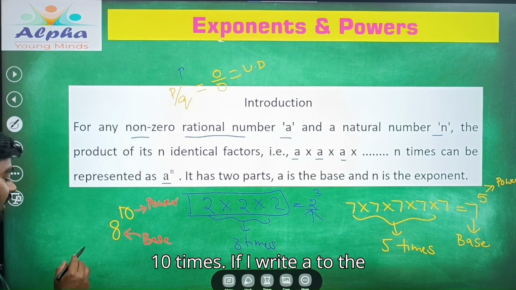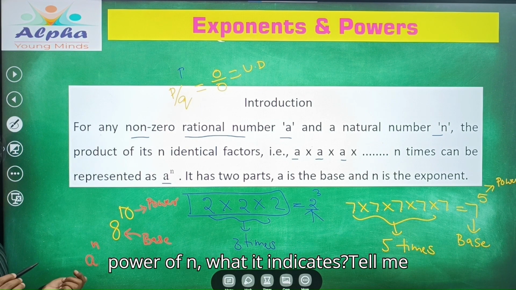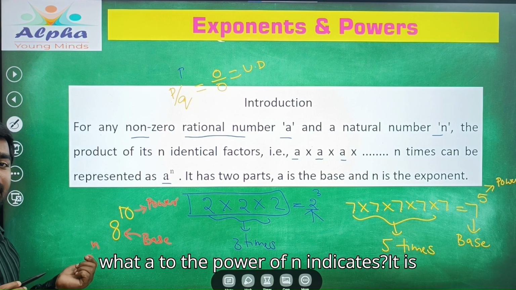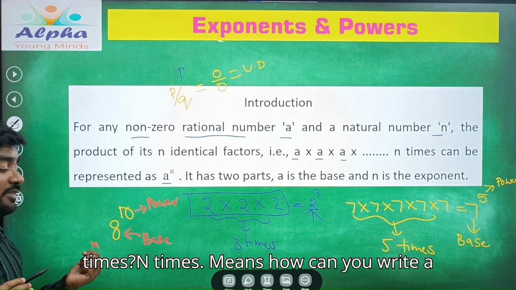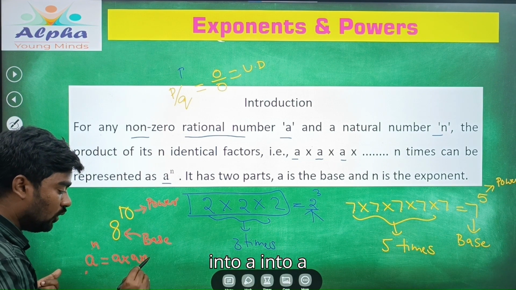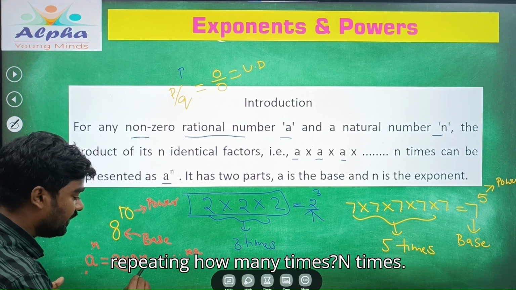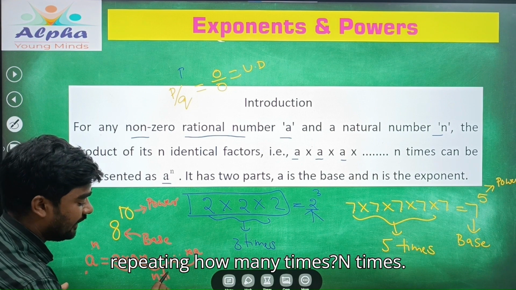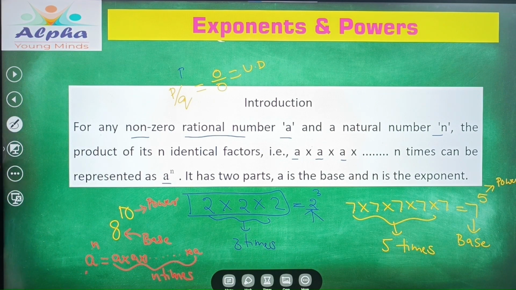If I write a to the power of n, what does it indicate? It is indicating that a is repeating n times. Means you can write a into a and so on, up to n times. I hope it is clear, right?